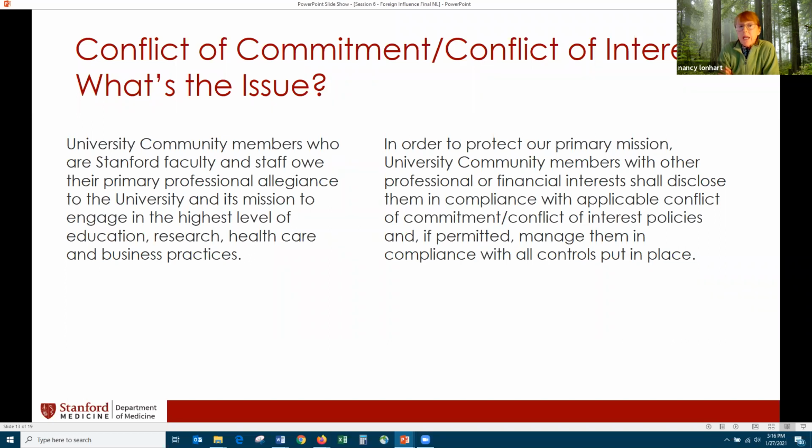In addition, in order to protect our primary mission, members with other professional or financial interests shall disclose them in compliance with applicable conflict of commitment and interest policies, and if permitted, manage them in compliance with all controls put in place. Stanford actually has a specific conflict of commitment and interest review panel, and it's led by Barbara Flynn. If you want to, you can certainly Google her, or you can look into Stanford Who, and you can identify Barbara Flynn and her office and look into that a little bit more.